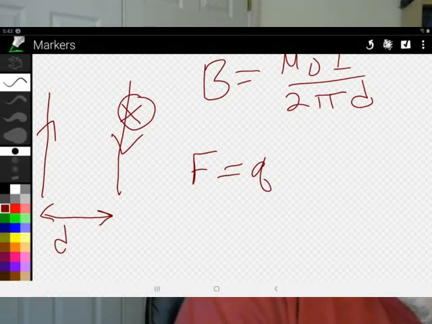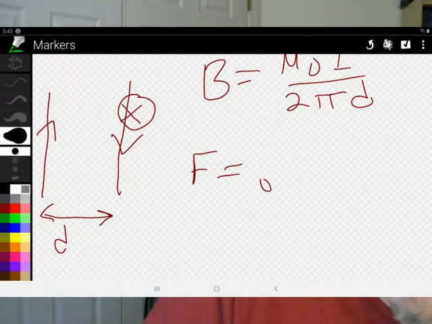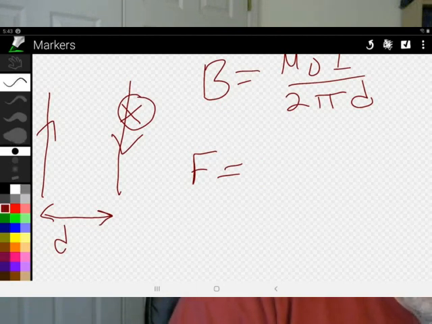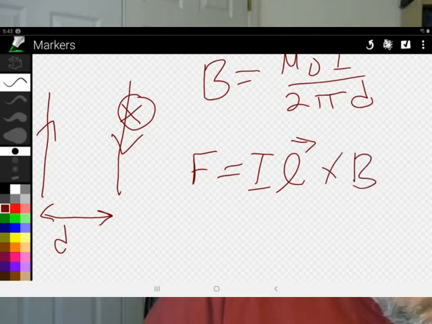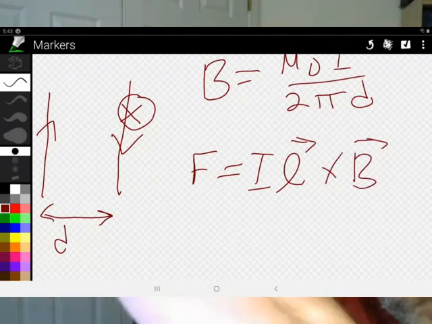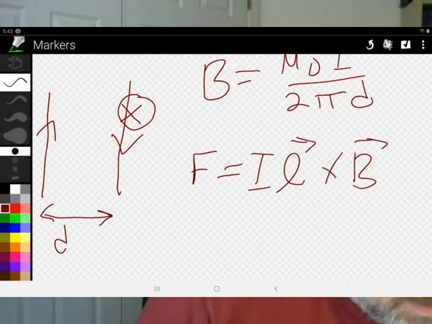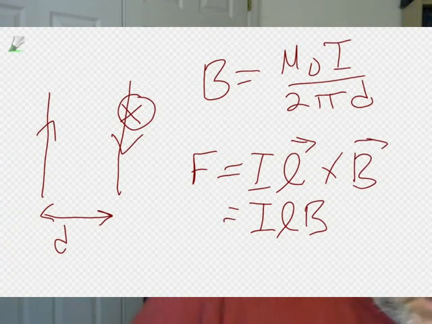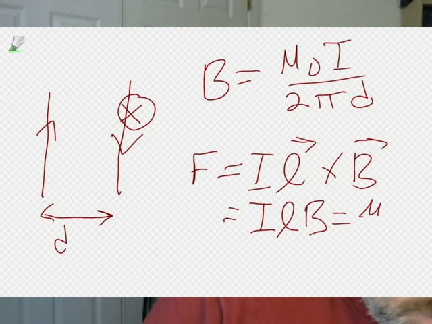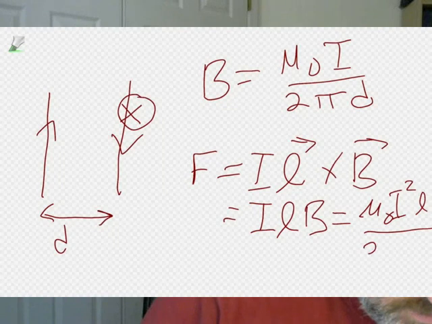So now let's see if I know how to erase with this thing. Ooh, look, I do. The force on the left is I L cross B. Right, so we worked out before that this is going to be repulsive, so it's going to be to the right. L and B are perpendicular to each other, so in this case the force is ILB, and we know what B is. B is just mu naught I over 2 pi D, so it's going to become mu naught I squared L over 2 pi D.